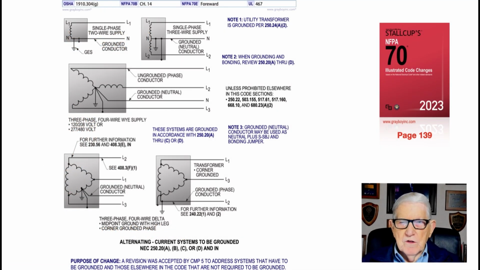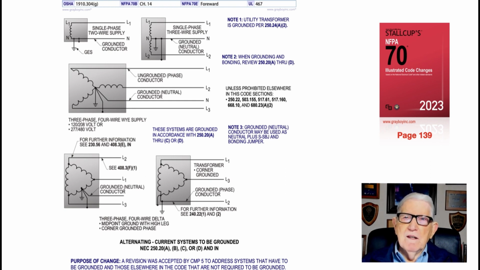Now this illustration deals with alternating current systems to be grounded, in accordance with 250.20 A, B, C, D, and an informational note. I'd also recommend that you review 250.26, on approximately page 141 in the NEC, which deals with the grounded conductor to be grounded. Those two work together.